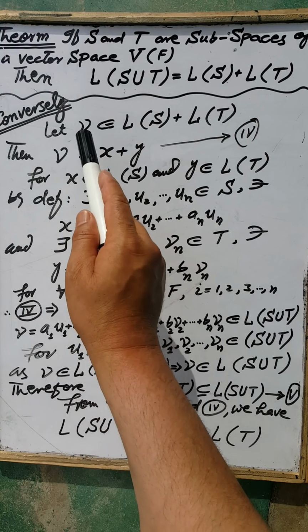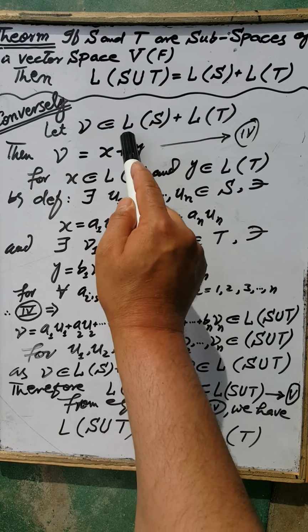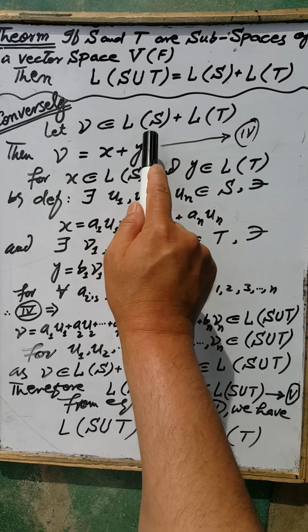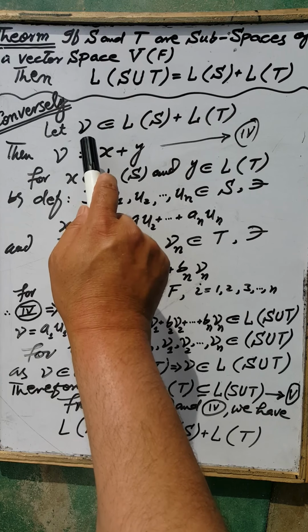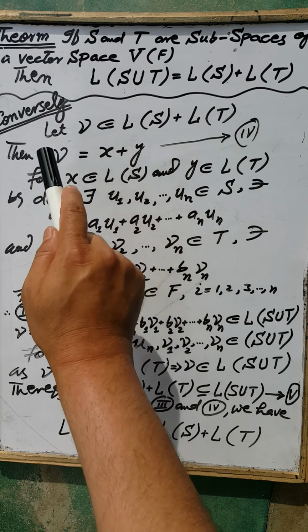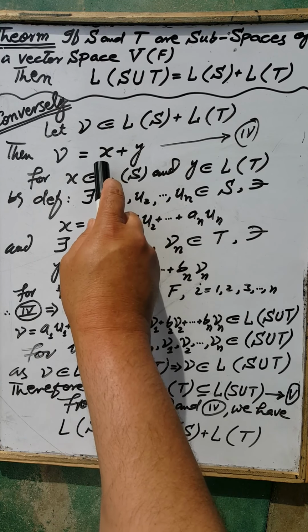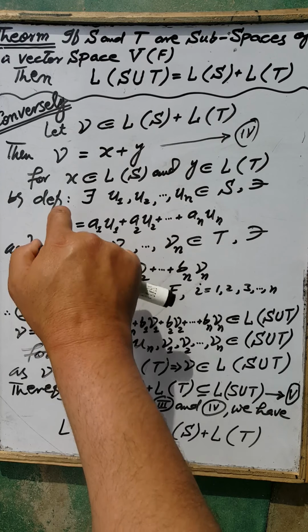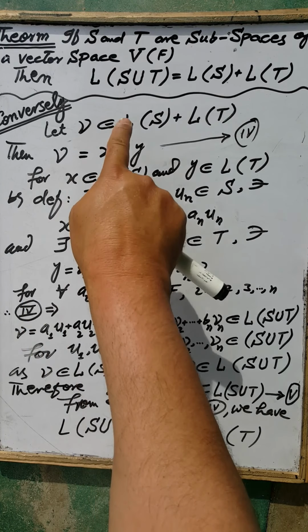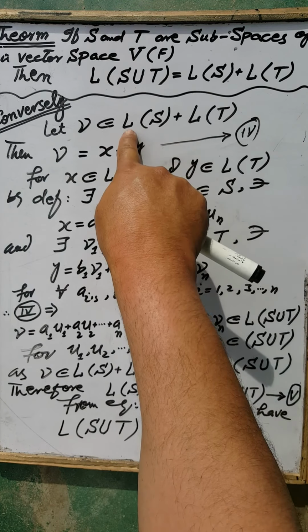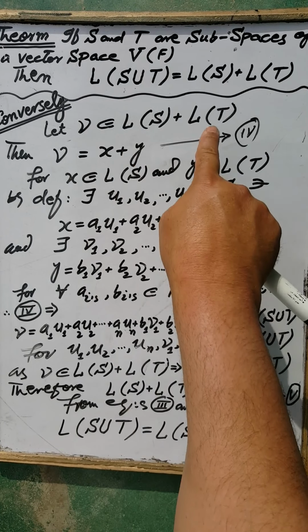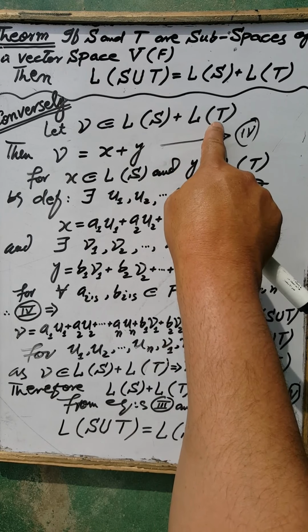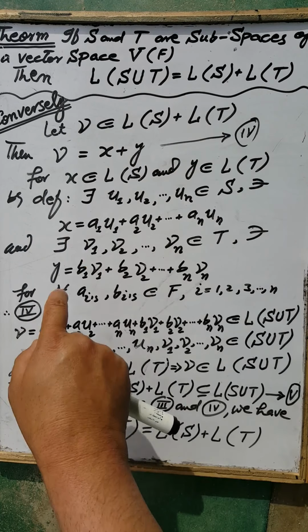Conversely, suppose that v is an element of the linear spanning set of the set S plus the linear spanning set of the set T. Then the element v can be written as the sum of two elements x and y, such that x is an element of the linear spanning set spanned by the set S, and y is an element of the linear spanning set spanned by the set T.